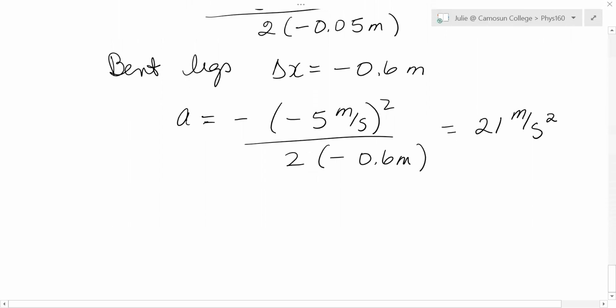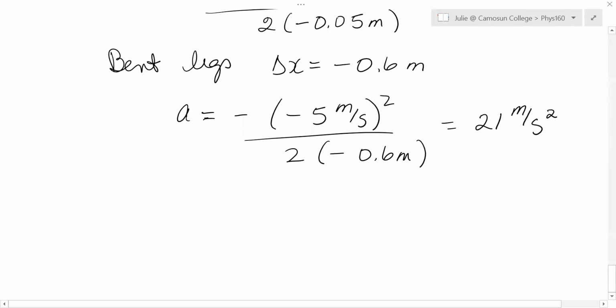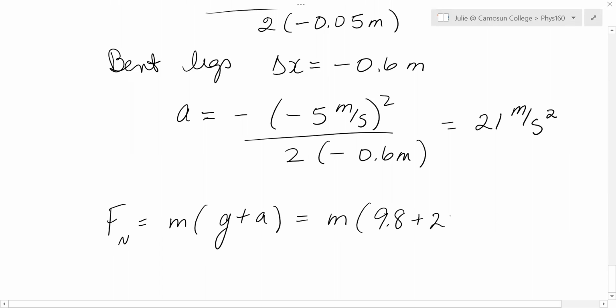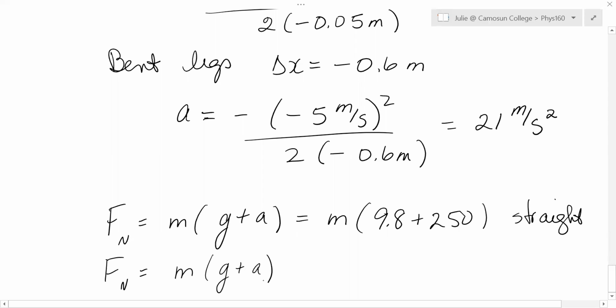Okay, so what is the normal force? Remember, it's the normal force that's going to do the damage to you, because that's going to be the pressure through your body. So remember, the normal force is m times g plus a. So it's the same equation. So it's m times 9.8 plus 250, huge. This would be straight-legged, and that would probably break a bathroom scale if you jumped onto a bathroom scale and had the bathroom scale read that kind of number.